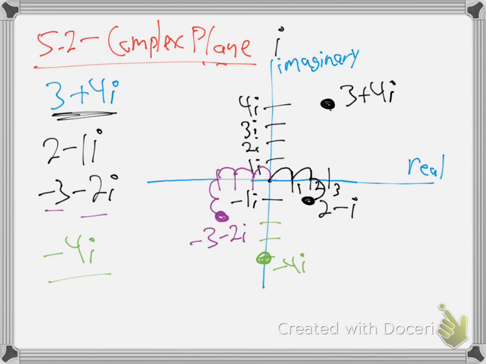Now, one other thing they're going to ask us for. They're going to say, find dots on the complex plane. And then they're going to say, find the absolute value of the complex number. That's kind of weird. Let's think about absolute value for a minute.